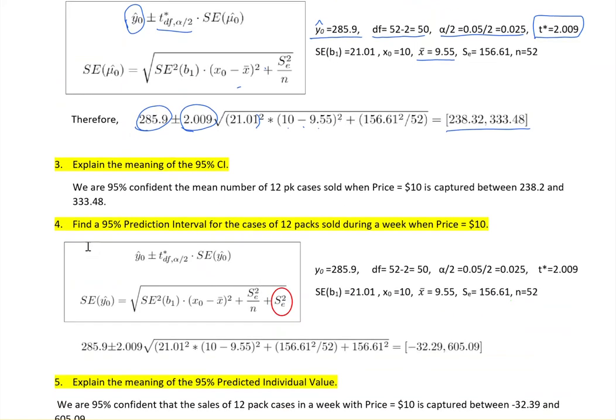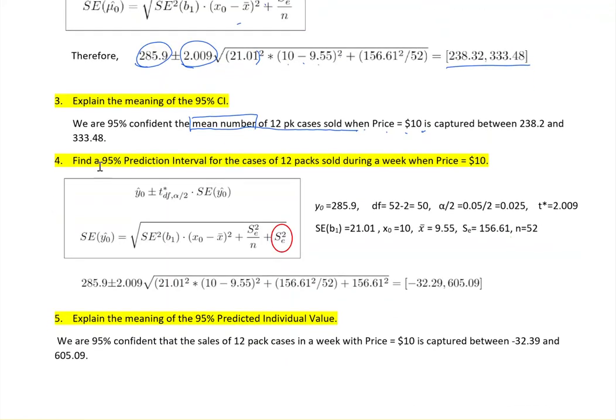And then the next thing we need to do is always to interpret the confidence interval, right? So we say we are 95% confident that the mean value of y when x equals 10 is captured or contained in this interval. All right, so here you need to specify it is for the mean value of y.